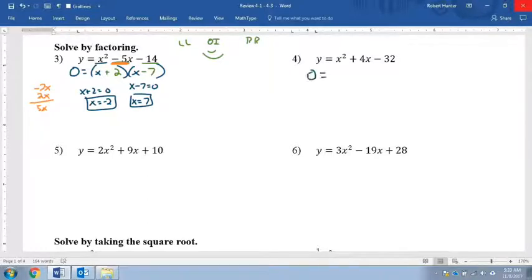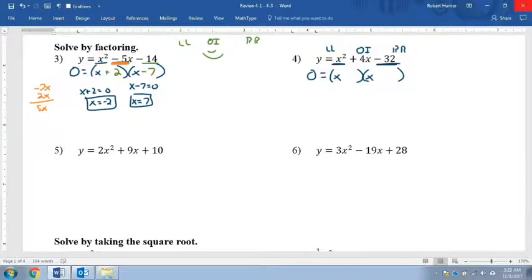Put on a y for 0, because that's where the x-intercepts are. Pull up your parentheses. Two things that multiply to the left. Remember, left goes to the left, right goes to the right, outside, inside goes up to the middle. So two things that multiply to x squared are x and x.